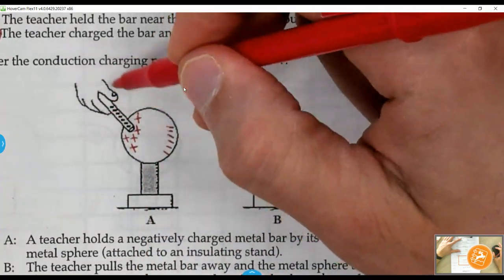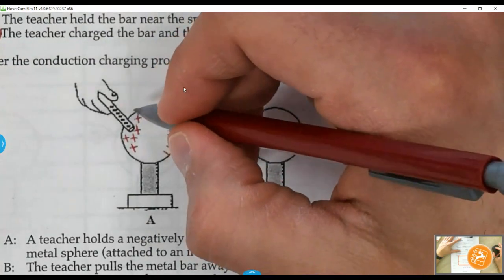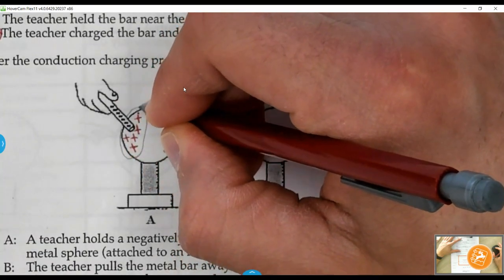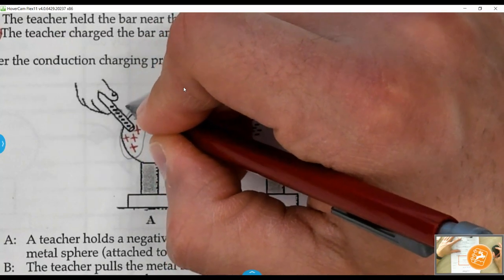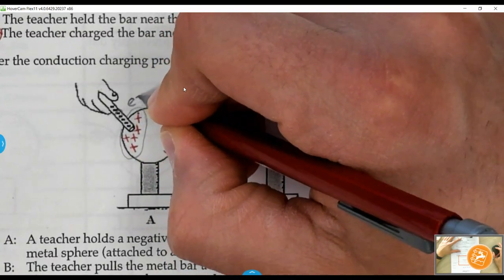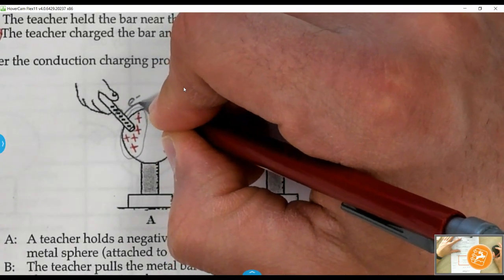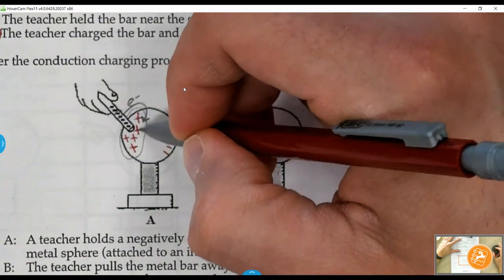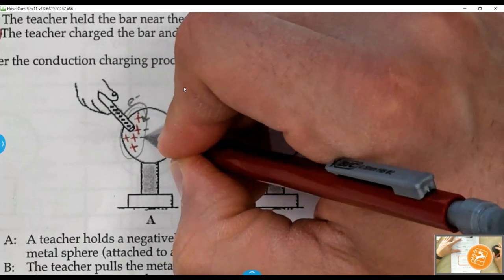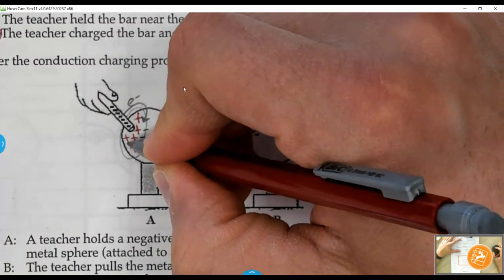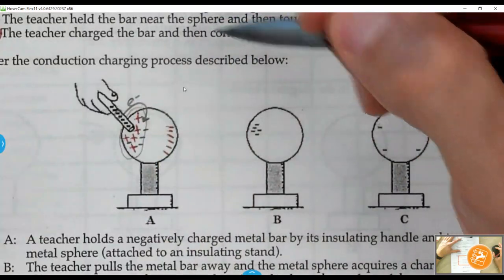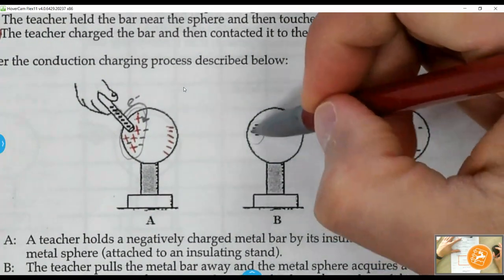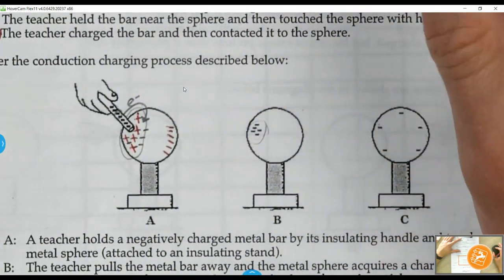So guess what? These electrons that are in the rod are now attracted to this positive part. Some of these electrons are going to jump. Yep, they're going to jump in because they're attracted to this positive charge. So now we've added in an extra couple of electrons. Now we take the rod away. Well, we've just added some extra electrons.